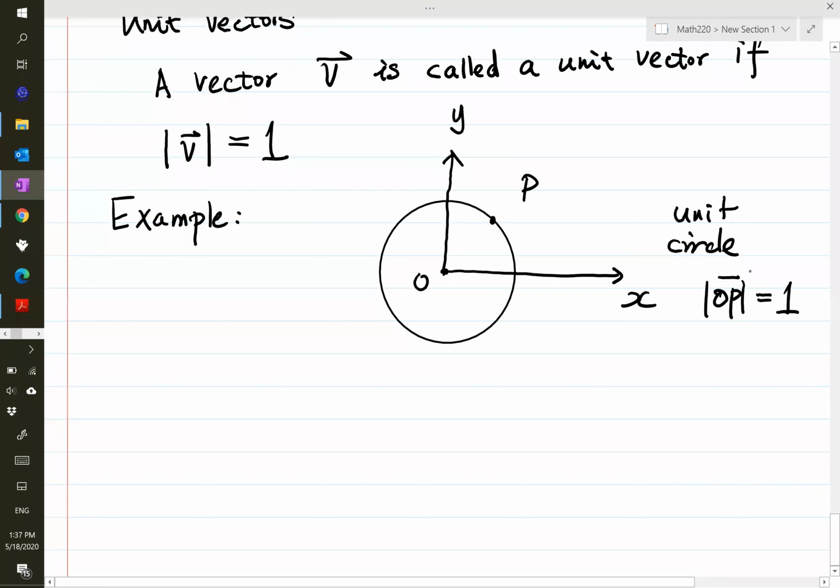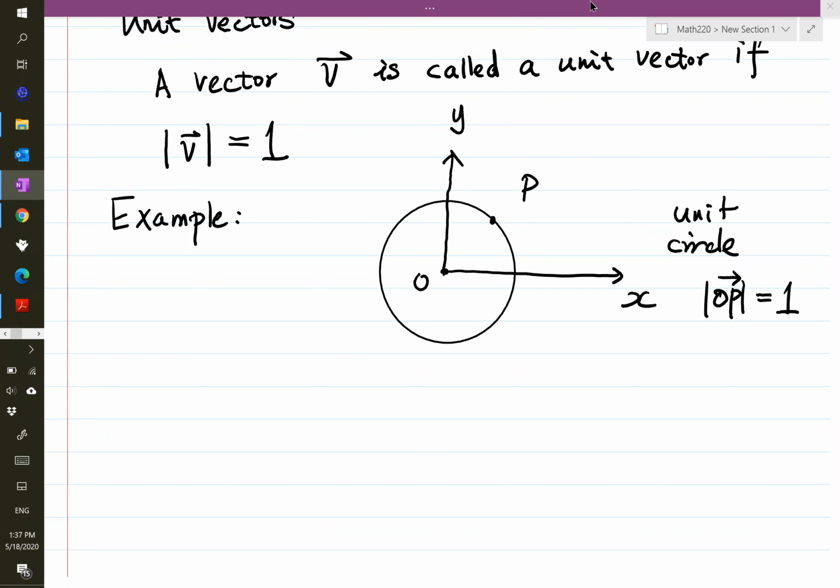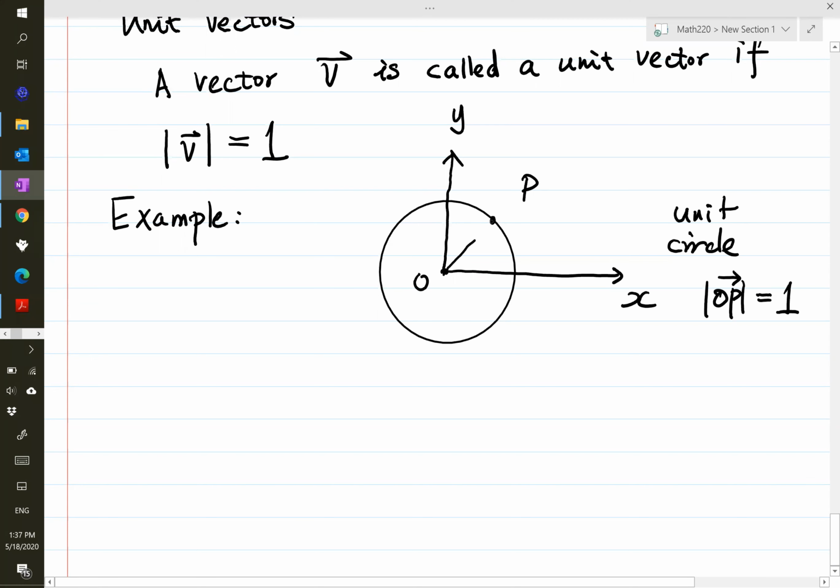Now, how do we write down the vector OP? Suppose we have an angle theta. So suppose this angle is theta. How do you find the coordinates of P? What is the XY coordinate of P?